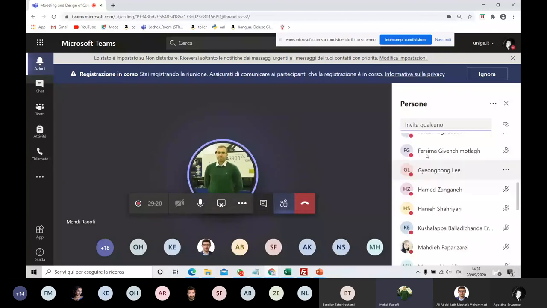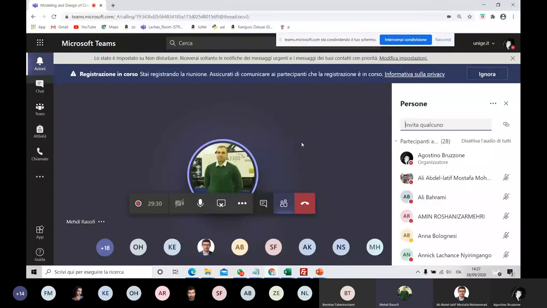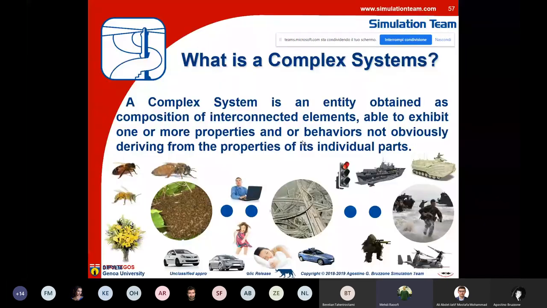About the previous page you showed to us. This one? Yes, this one. Actually, we have a definition of the complex system, but I'm a little confused here.